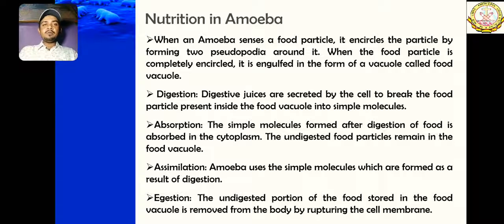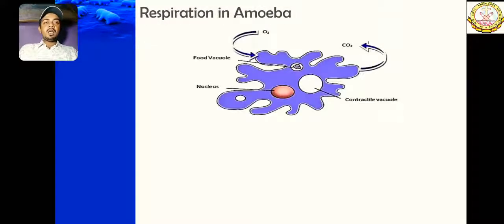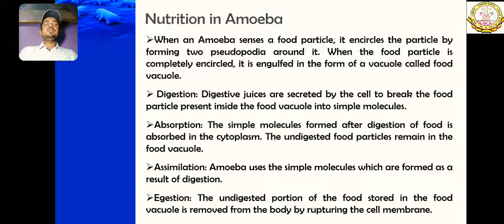Egestion is also a very common phenomenon of digestion. In this stage, the undigested portion of the food stored in the food vacuole is removed from the body by rupturing the cell membrane. Now, rupturing the cell membrane means the vacuole will go near the boundary of the cell. Then the cell membrane will rupture, and everything is excreted out, and the vacuole's inner membrane will come and touch that rupture and make it again, and the cell will become intact. Okay.